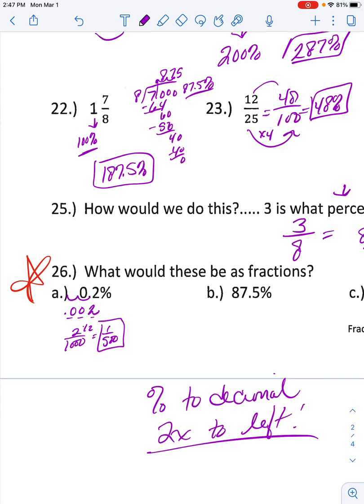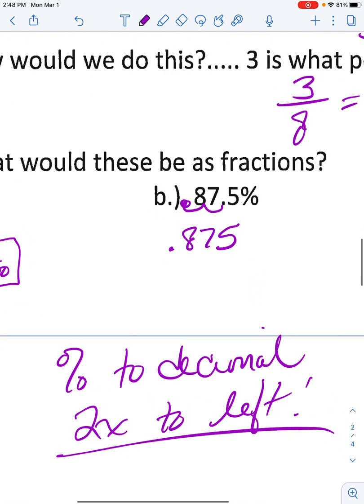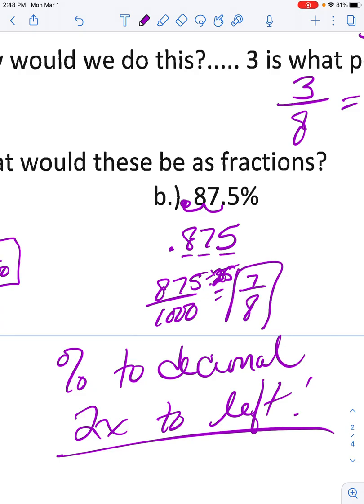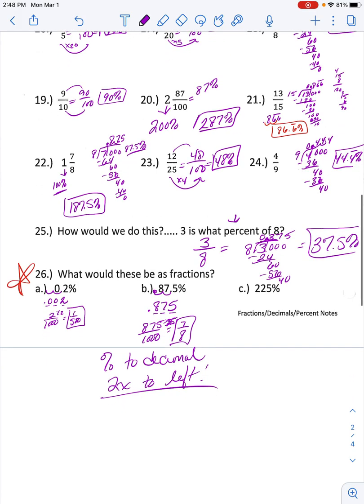So if you see a percent and it has a decimal in it, move the decimal twice to the left. So you write it as a decimal first. 87.5% is 0.875. That's 875 tenths, hundredths, thousandths. And then you can simplify those fractions. Oh, that's actually divide by 25. You're going to get 7/8 there. That's 7/8, 0.875. You're going to start remembering that one as well.